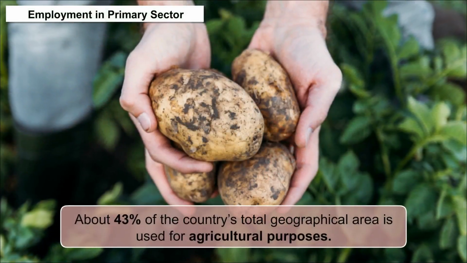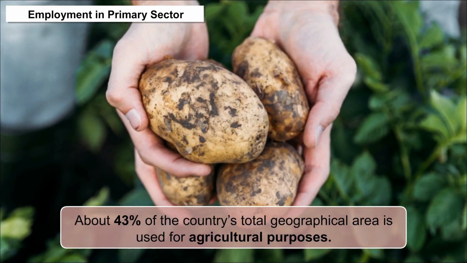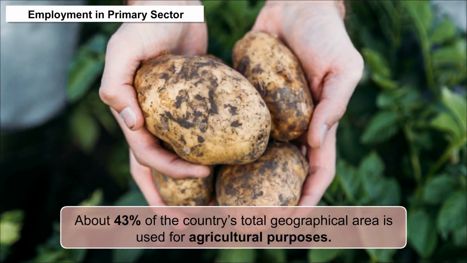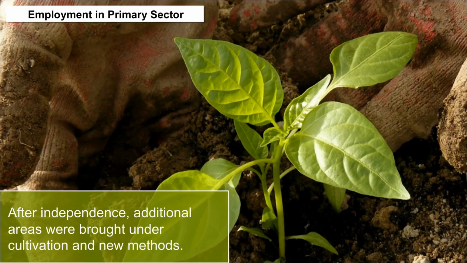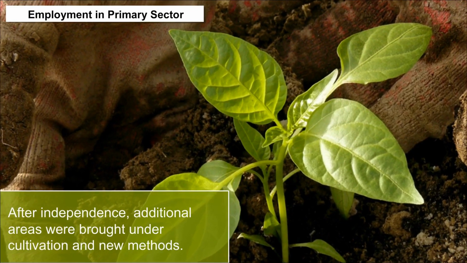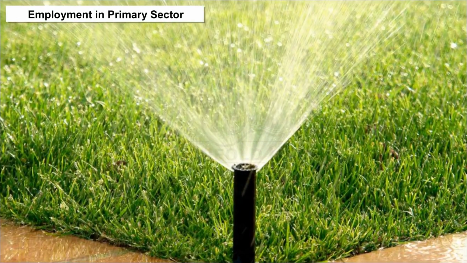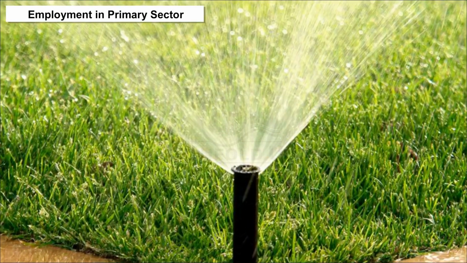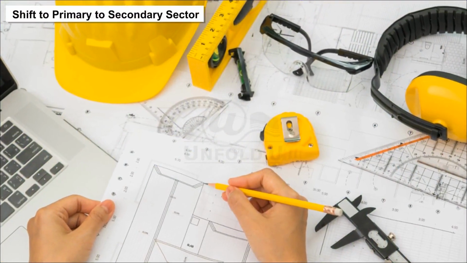These sectors provide employment to 60% of the country's total population. About 43% of the country's total geographical area is used for agricultural purposes. After independence, additional areas were brought under cultivation and new methods, practices and techniques of irrigation and farming were introduced by the government.